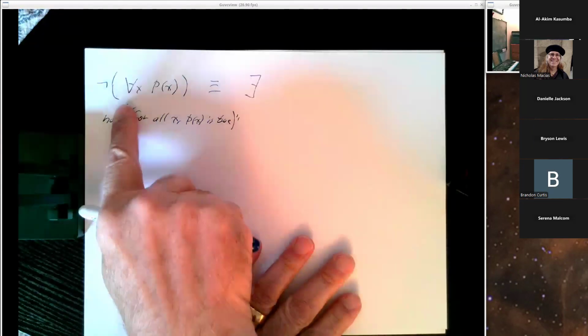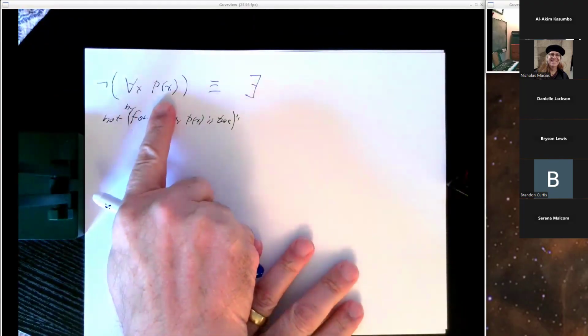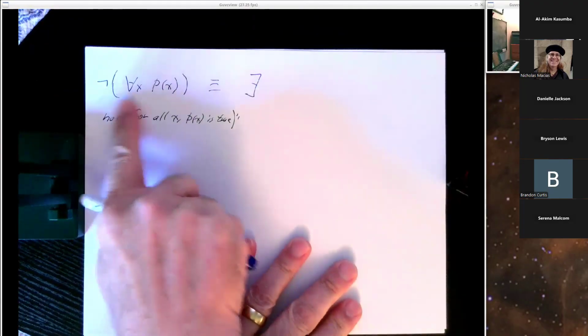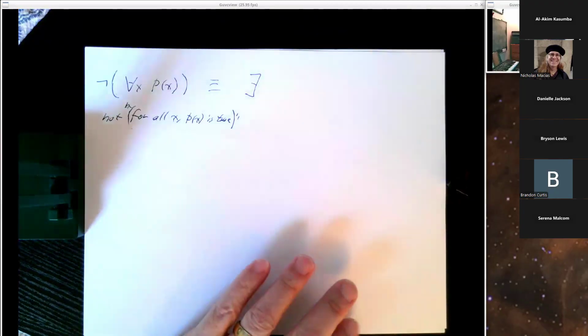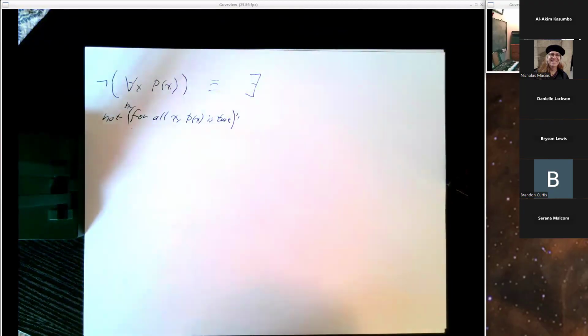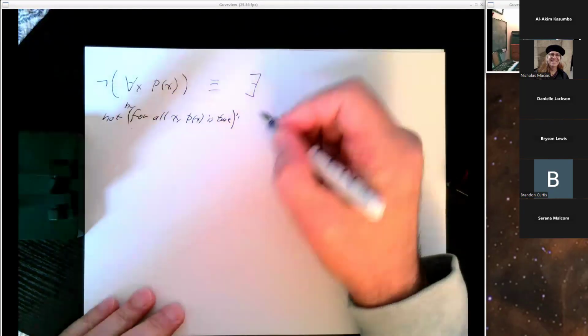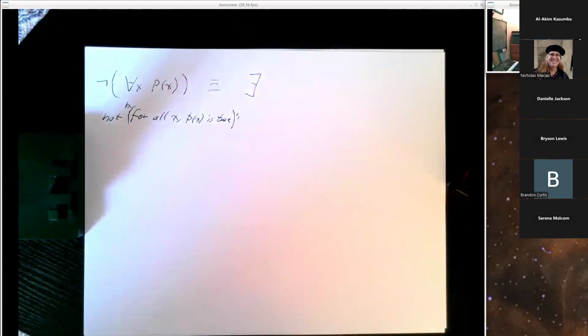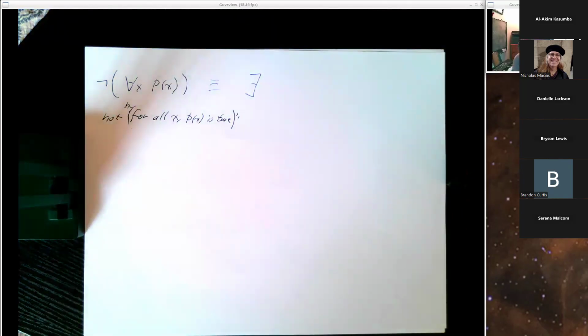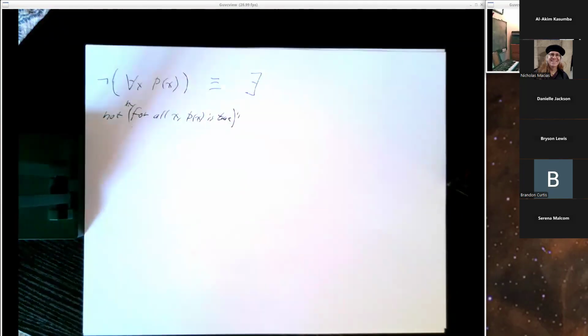If I claim for all fruits, the color of the fruit is red, and I want to show that that's false, all I have to do is find one fruit that's not red. Couldn't not always true also be never true, though? It could be, but as long as we find at least one case where it's not true, we can say it's not always true. If it's never true, then definitely it's not always true.